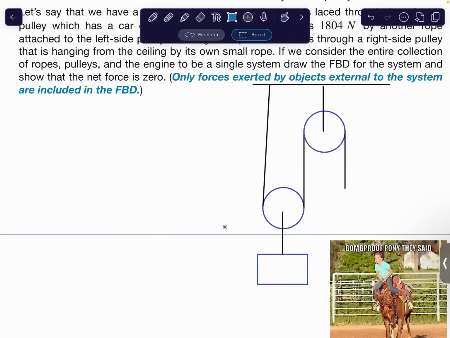That's going to be a mass hanging from the first pulley. Okay, so you see the two pulleys, you see the single cable going between the two pulleys, you see the second pulley being suspended from the ceiling, and then the first pulley has a mass hanging from it.